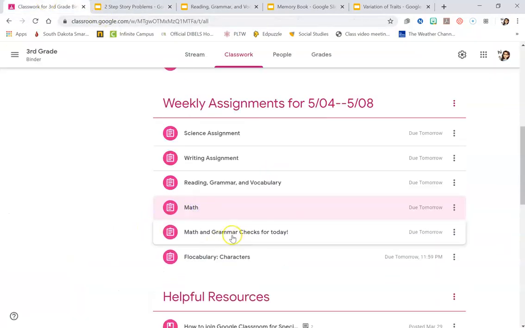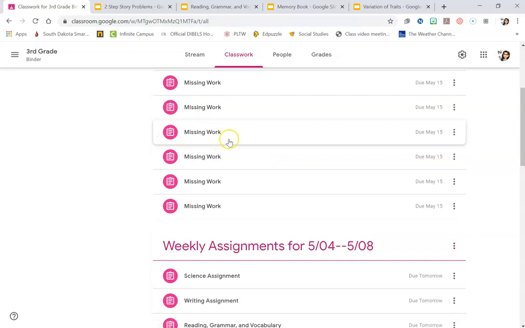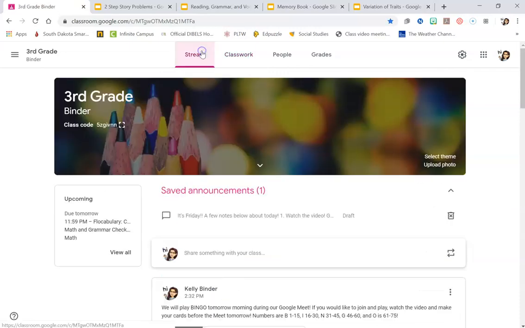If you did not do the math and grammar checks from Wednesday, go ahead and do those. And if you still have links on your missing works assignment that you need to do, go ahead and take some of those quizzes you might have missed the past few weeks.